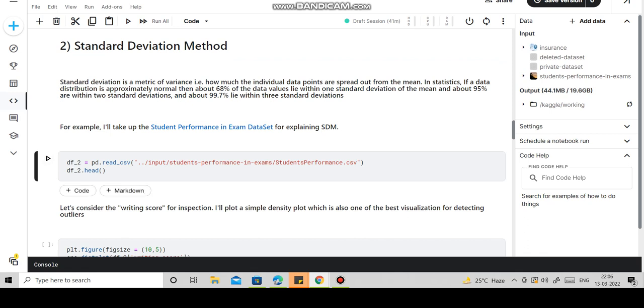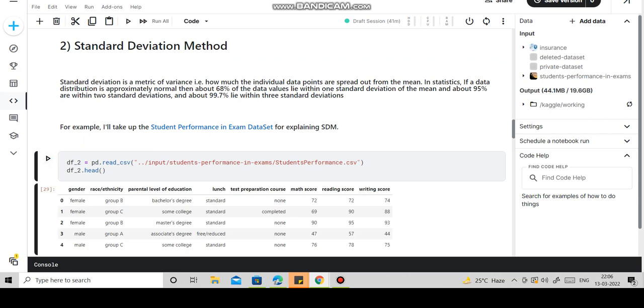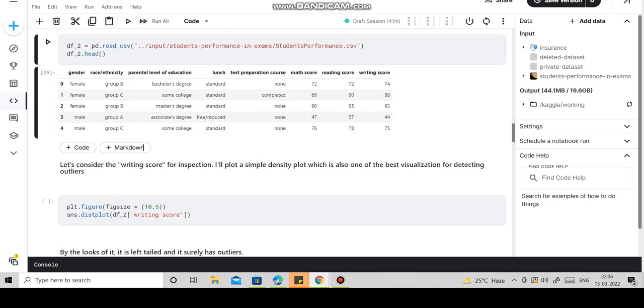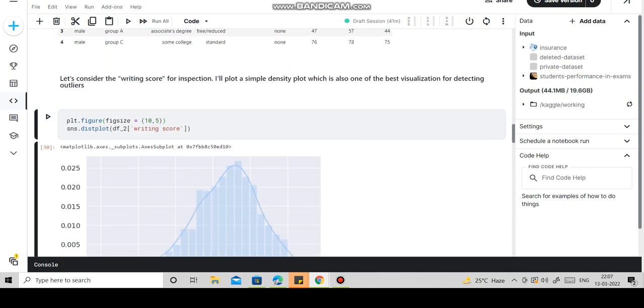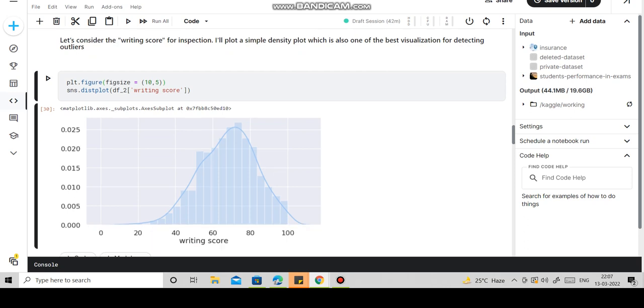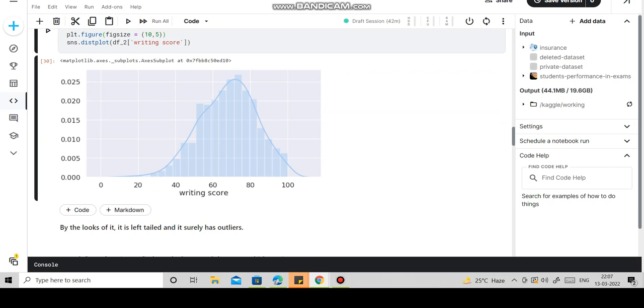For this we'll use the student's performance data set. How would we do that? Basically, we'll first plot the writing score. The writing score would be the variable on which we'll identify the outliers. On plotting the writing score, we see that it is skewed, which means it is not a pure normal distribution. It is skewed, which means it has got outliers. So we have to identify them.